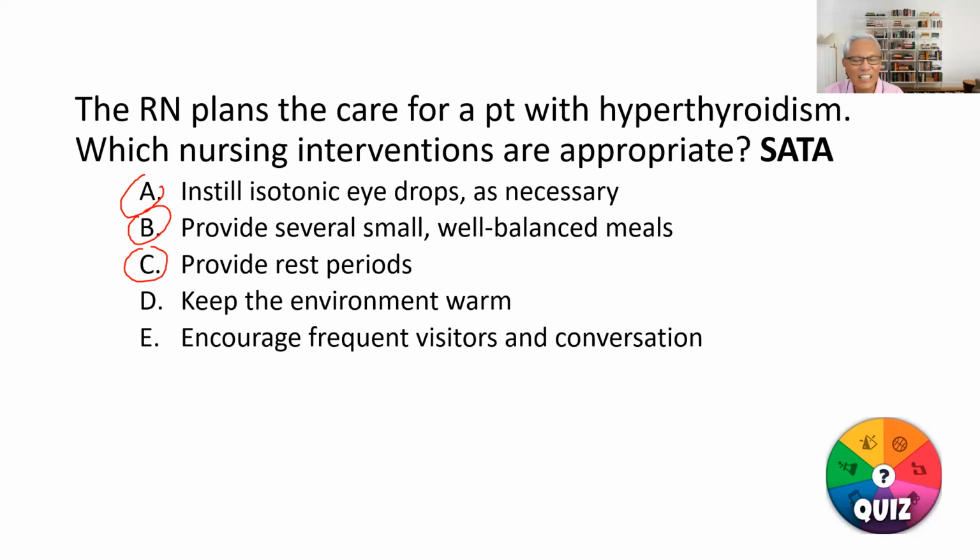All right, here are the answers: A, B, and C. Okay, so why not letter D? Remember, they're hyperthyroid, they're intolerant to heat, so you don't want to keep the environment warm. Encourage frequent visitors? You should provide rest periods because you want to reduce the metabolic demands of the patient, and therefore you would limit the visitors and conversation. So A, B, and C are the best responses.